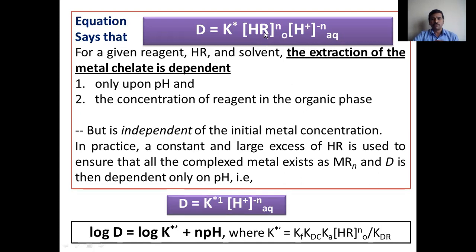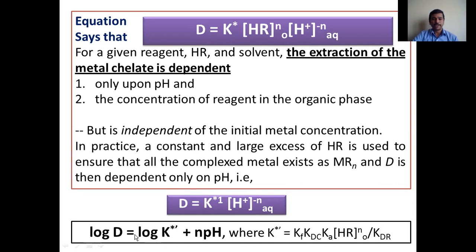So therefore, if we consider this as a constant, in a higher amount it has been added to the aqueous layer, D is equal to K star dash, because HR concentration to the power n is also constant. So that will be multiplied with K star. So we will get a new constant K star dash into concentration of H plus ion to the power minus n in the aqueous layer. So this is the equation in an alternate to this expression.